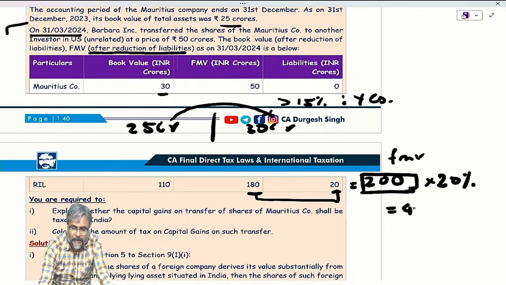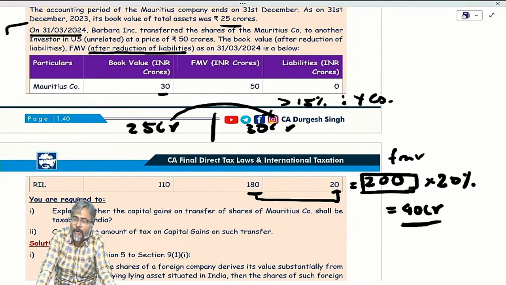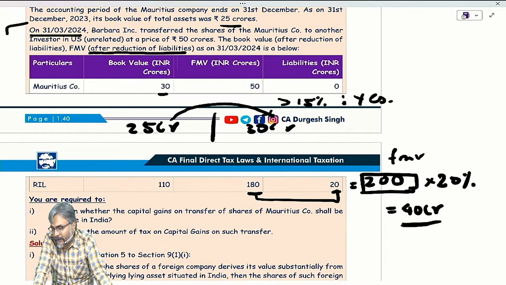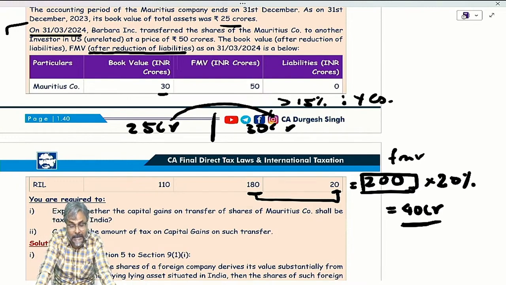And therefore, if it is 20%, what is the fair market value of the investment made by the Mauritius company in the Indian asset, which is RIL? It is 40 crores. More than 10 crores. Yes. Therefore, that is satisfied. Question number 2.